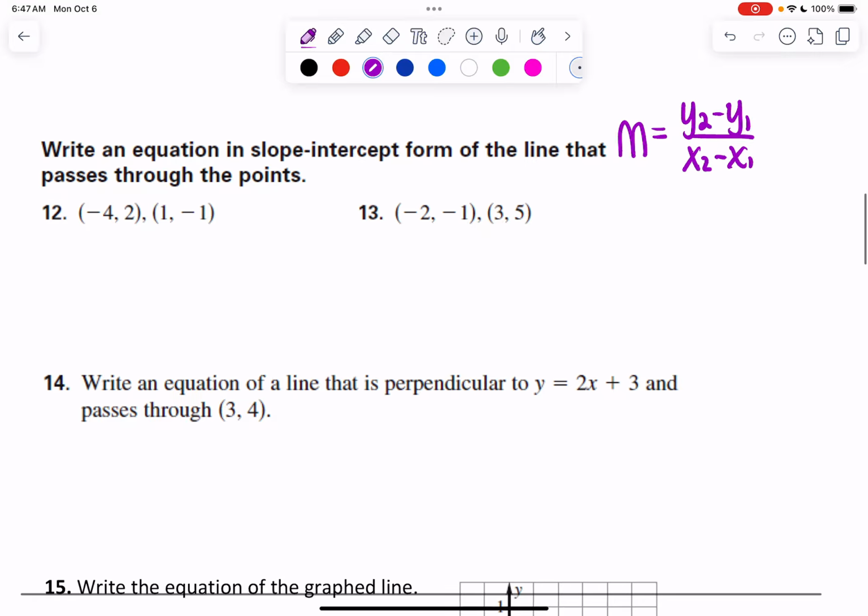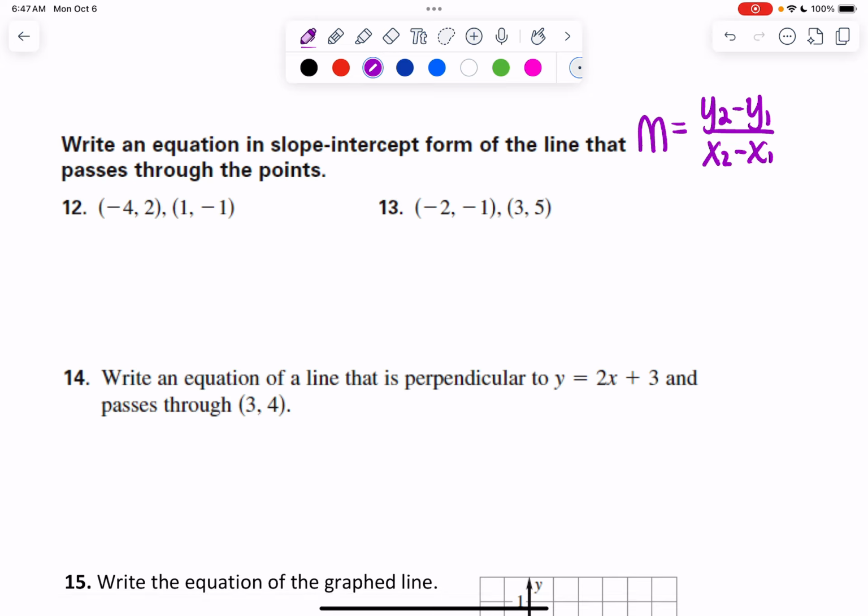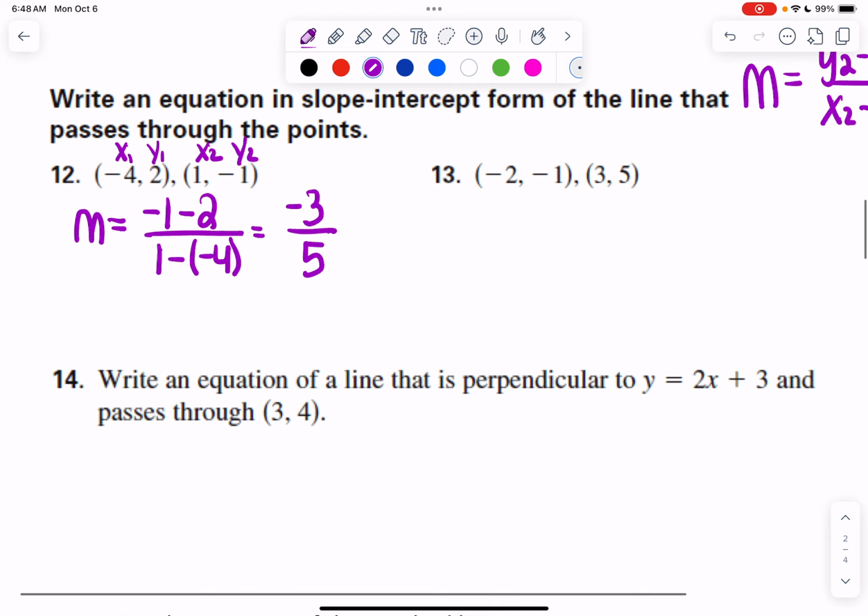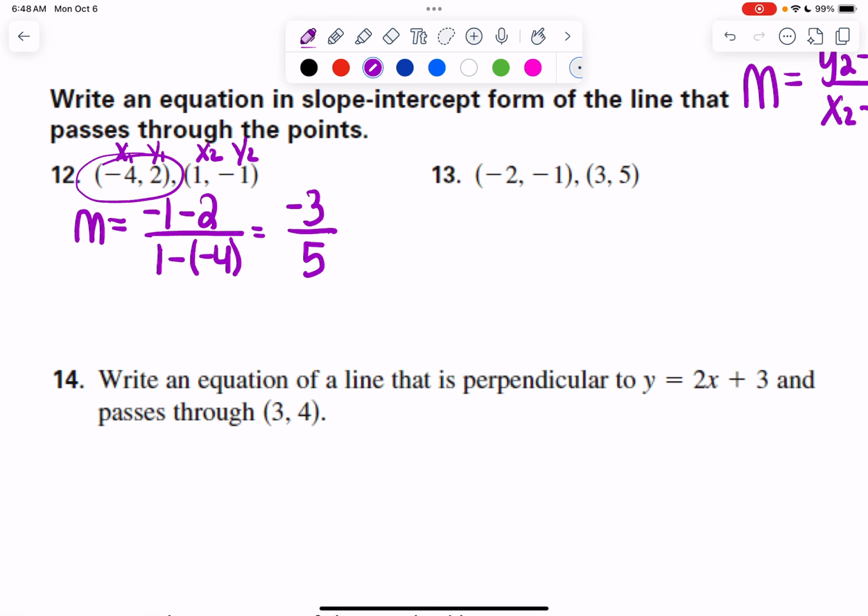All right, so in other words, here's what I'm going to do: x1, y1, x2, y2. So the slope would equal -1 minus 2 on top, and then 1 minus, don't drop a negative, minus -4. So on top it would be -3 over 5. That's your slope. Then from there, just pick a point, call it x comma y.